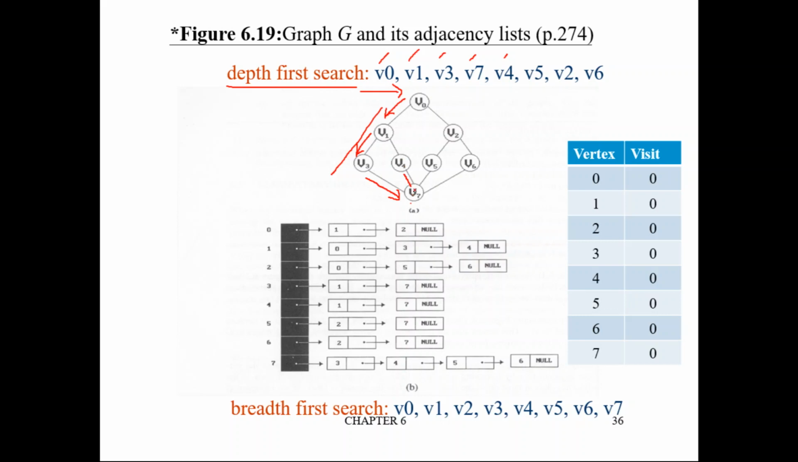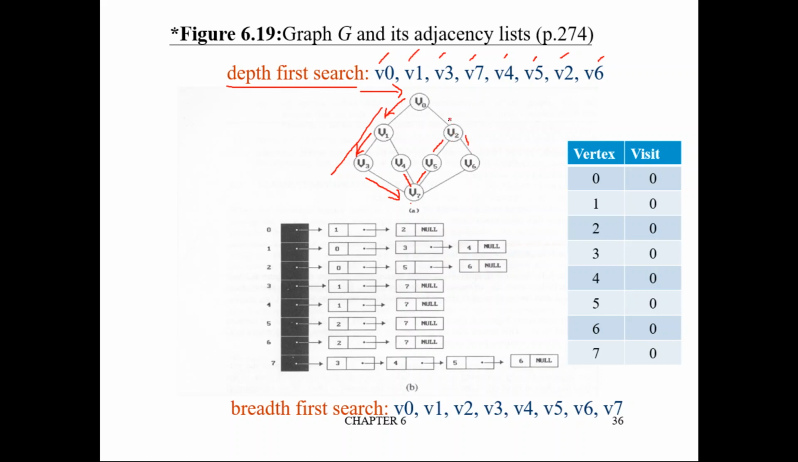From V7 again, V3 and V4 are visited, but V5 is not visited. So visit V5. Now from V5, V7 is visited, so visit V2. V2 is not visited. After visiting V5, visit V2. Now from V2, V0 is visited, but V6 is not visited. So visit V6. Now from V6, everything is visited. From where did you come to V6? From V2. So go back to V2.